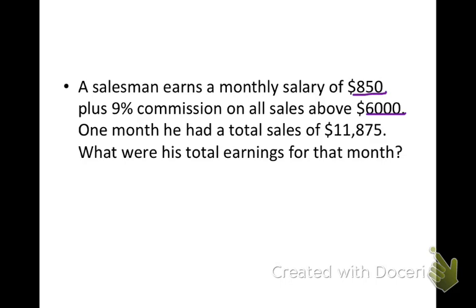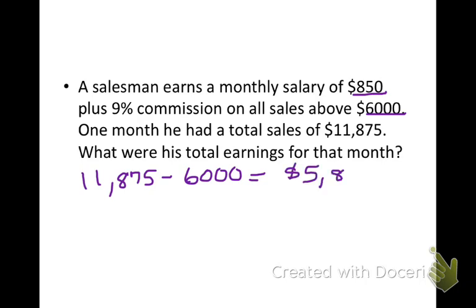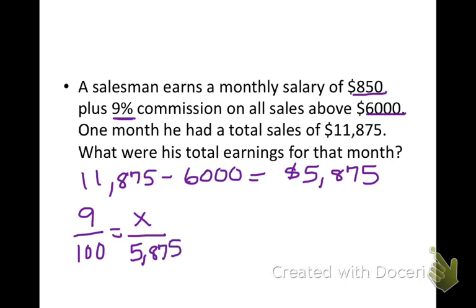So we would have to first subtract the $6,000 from your $11,875 to find out the amount that the commission will be calculated on. So the sales of $5,875 would be what he could earn 9% commission on. So you can use your proportion. So 9% is equal to what part of 5,875?